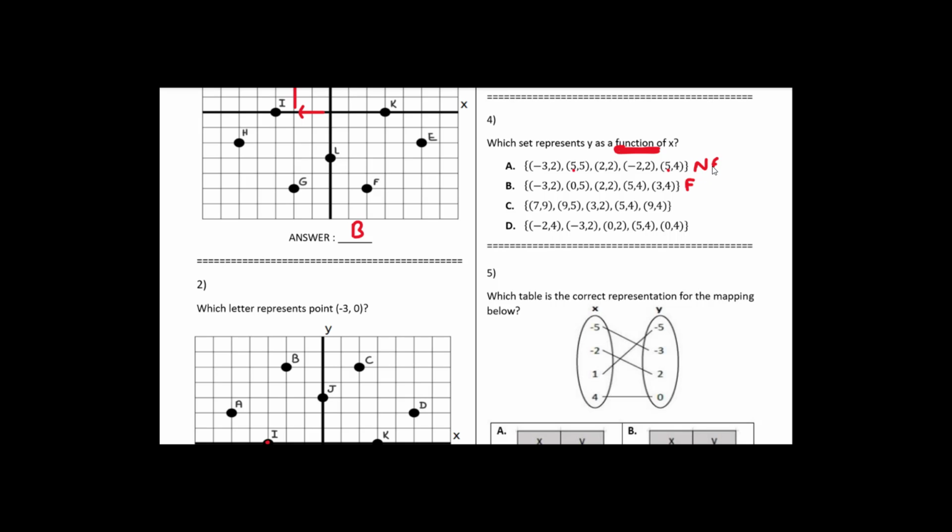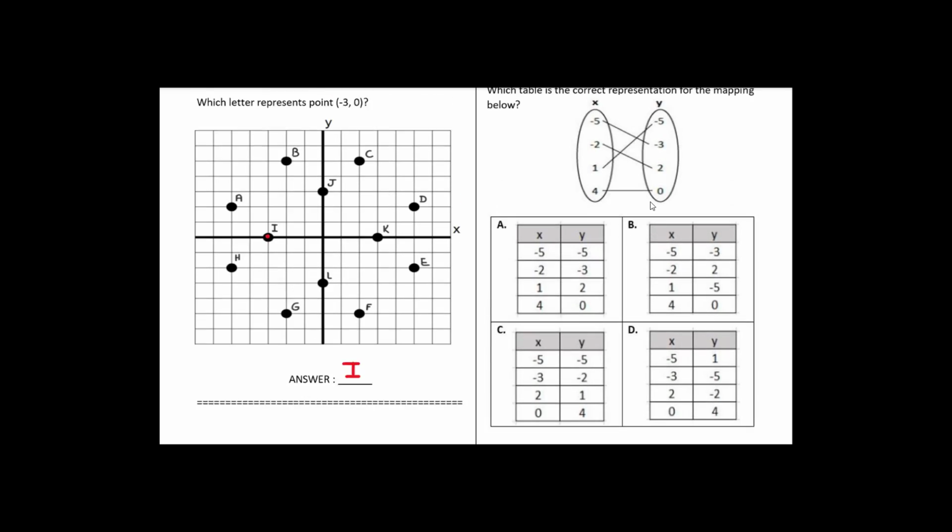So this first one here is not a function. And then the third one, if we notice, the number 9 repeats, so that means this is not a function. And letter D, the value of 0 for x repeats, so this is not a function. So looking at these multiple choices, letter B is our answer because that's the one that is a function. Okay, let's go on to the next problem.